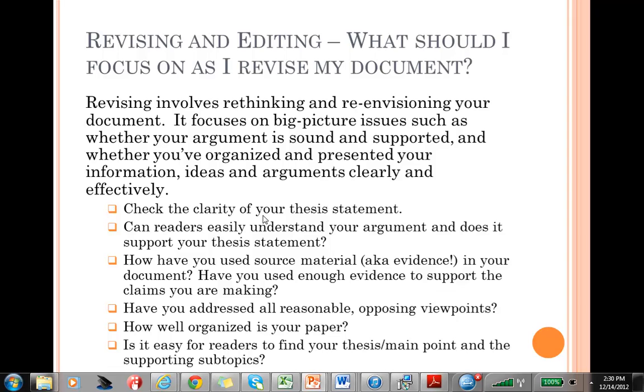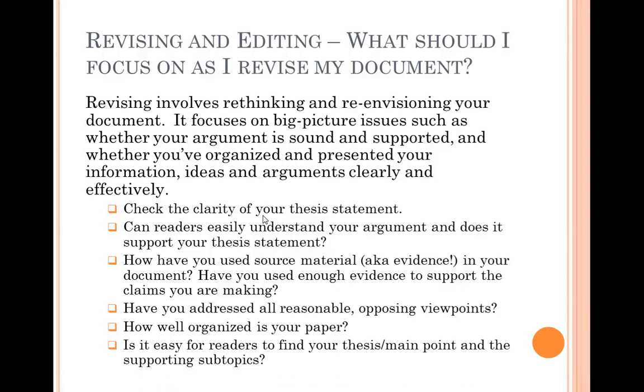So, revising and editing. What should you focus on when you revise your document? Revising is more than just changing a couple words and making sure they're spelled correctly. Revising involves rethinking and re-envisioning your entire document. It focuses on the big picture issues, such as whether your argument is sound and supported, or whether you've organized and presented your information in the best way possible, or if you're clearly communicating your argument and it's effective.